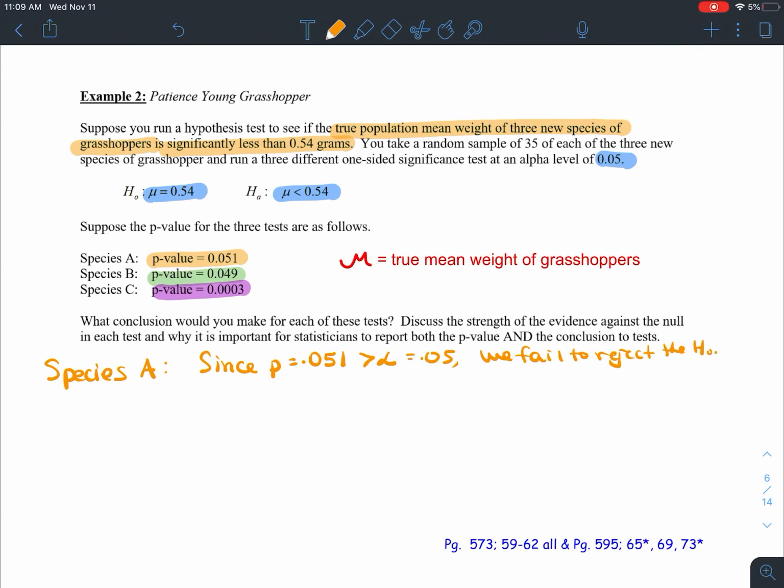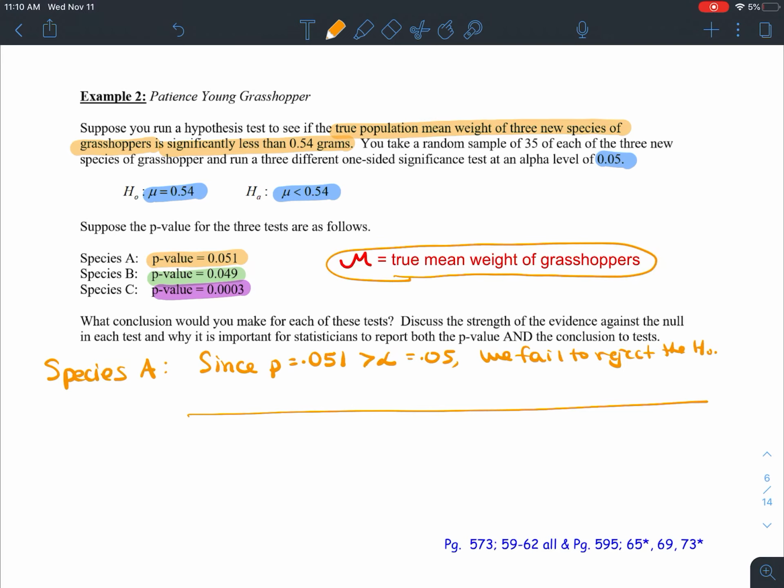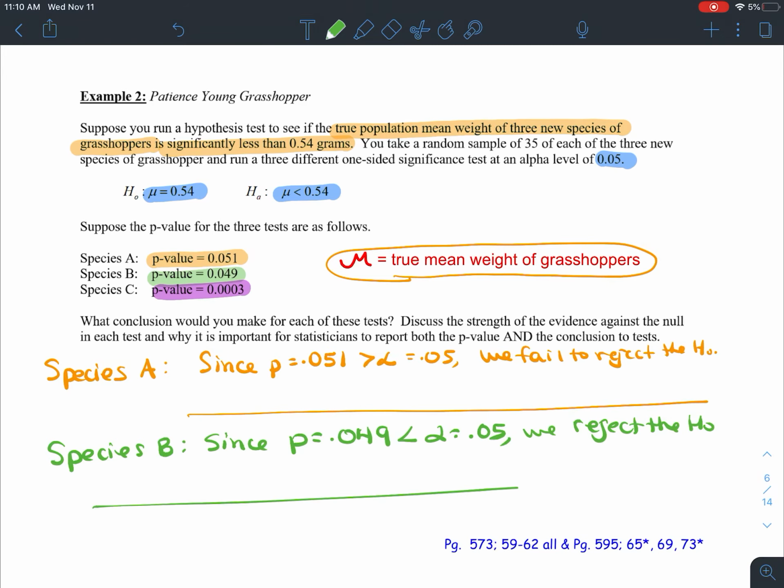Now we should draft our conclusion and say we do not have convincing evidence that the true mean weight of grasshoppers is less than 0.54. I'm just going to pass over that here because we've done this so much. I'm really just wanting to compare the strength of the evidence. So for species B, since the p-value is 0.049 and that's less than the alpha level of 0.05, here we would actually reject the null hypothesis. And we would draw our conclusion that we have convincing evidence that, and we would finish that up.